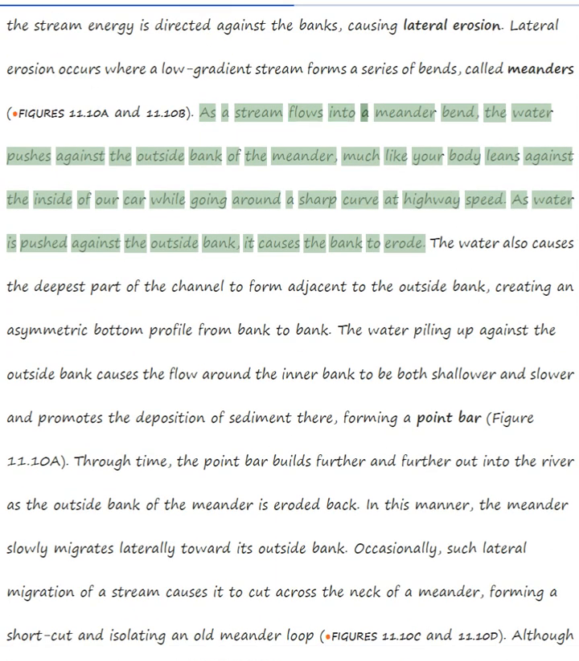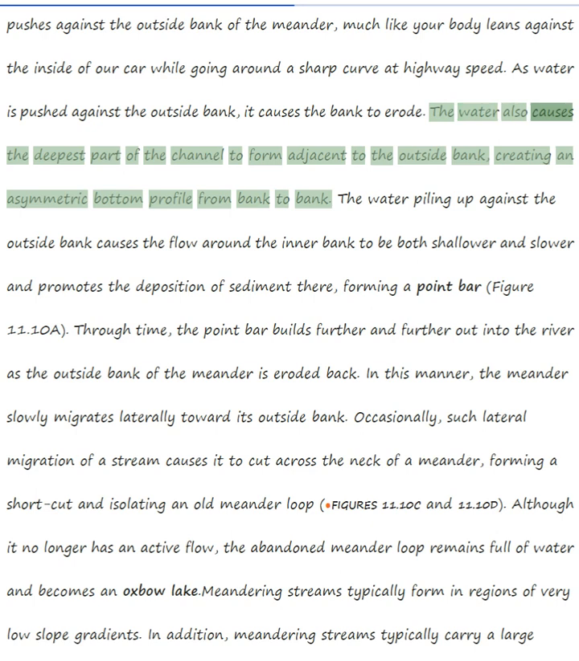As a stream flows into a meander bend, the water pushes against the outside bank of the meander, much like your body leans against the inside of your car while going around a sharp curve at highway speed. As water is pushed against the outside bank, it causes the bank to erode. The water also causes the deepest part of the channel to form adjacent to the outside bank, creating an asymmetric bottom profile from bank to bank.